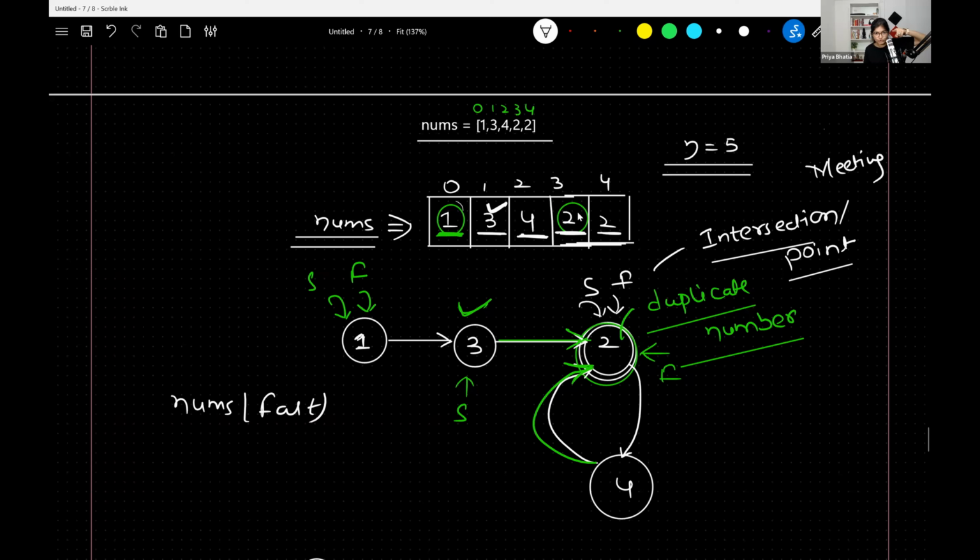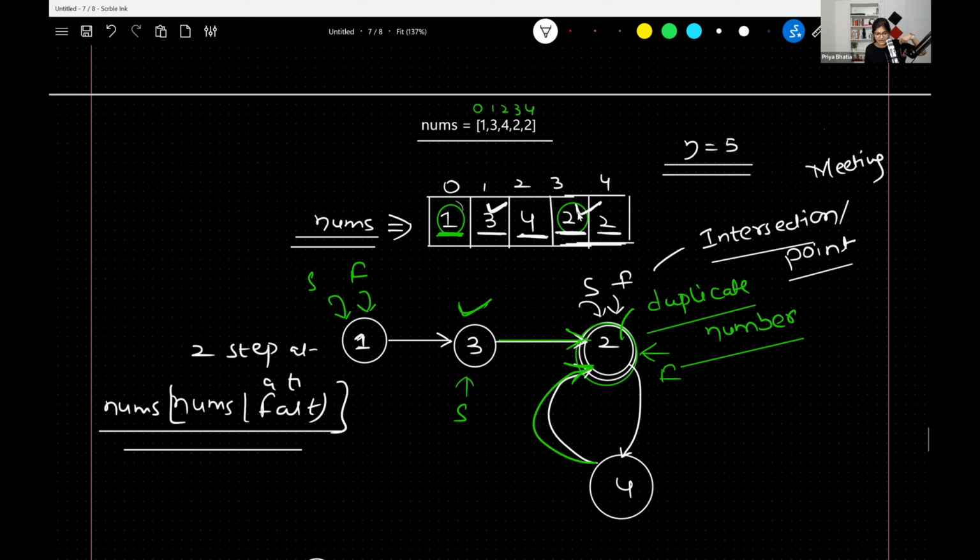But you don't want to go to 3. You want to go to 2. So you will take a further index of this number, which is nums of 3, which is 2. So you will be able to get this value. It means now you move 2 steps at a time. In this way, you move 2 steps at a time with respect to the fast pointer. Is this correct now?